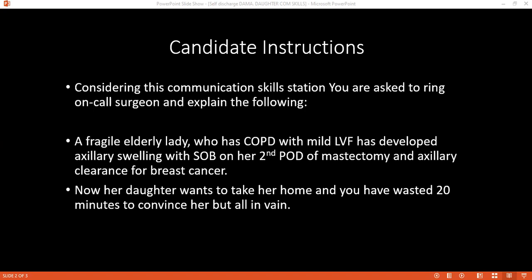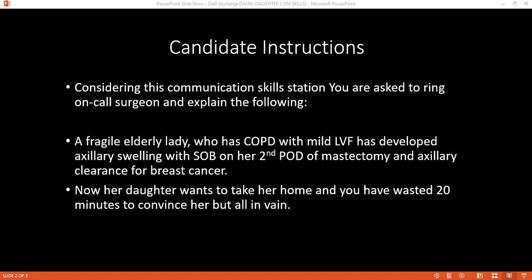There's a fragile elderly lady who has underlying COPD and mild ventricular failure. She has undergone mastectomy and axillary clearance for her breast cancer. Now she is on her second post-operative day. Her daughter wants to take her home. I have tried to convince her to stay at the hospital for 20 minutes, but it didn't work.